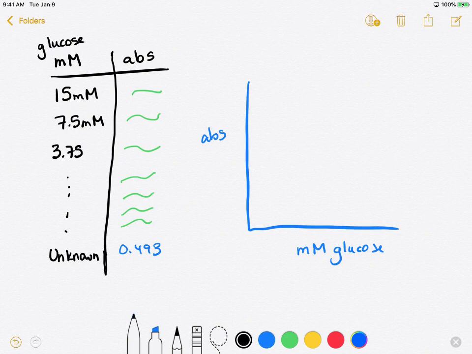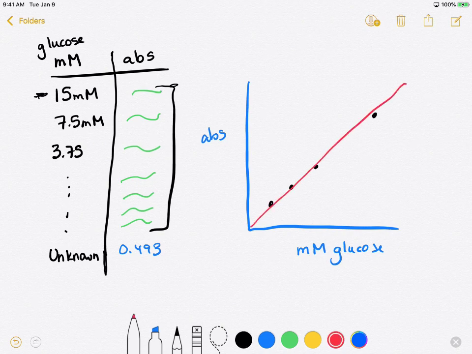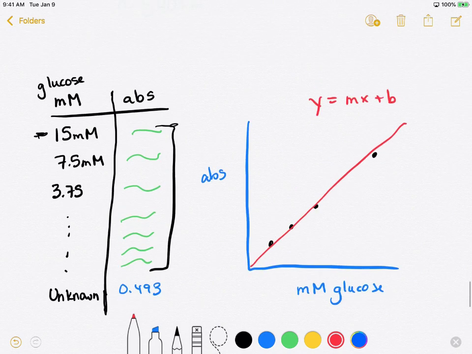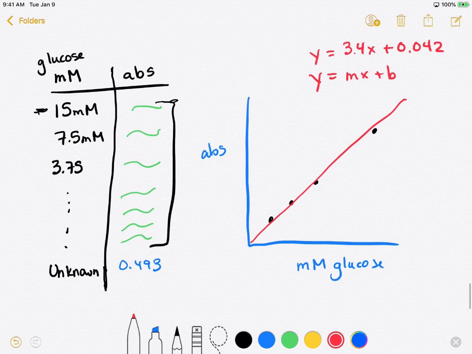So what you did was you took 15 millimolar glucose and its absorbance and you plotted it. Then 7.5 millimolar glucose and plotted it. Then 3.75. And you plotted all of your known samples to create a standard curve. Once you created your standard curve, you should have also gotten an equation of a line that would fit the form y equals mx plus b. These equations of the line end up looking something like y equals 3.4x plus 0.042, something like that.